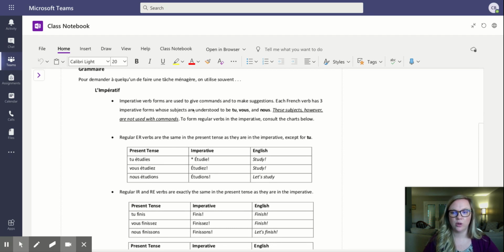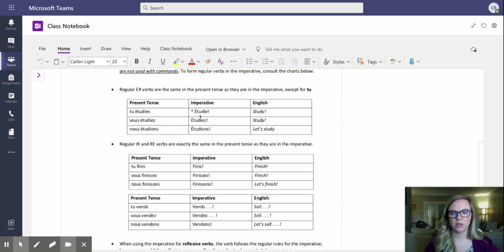Each French verb has 3 imperative forms whose subjects are understood to be tu, vous, and nous. All right. These subjects, however, are not used at all. So you won't hear the subject, but it's kind of implied. So to form regular verbs in the imperative, let's look at these different charts down here.